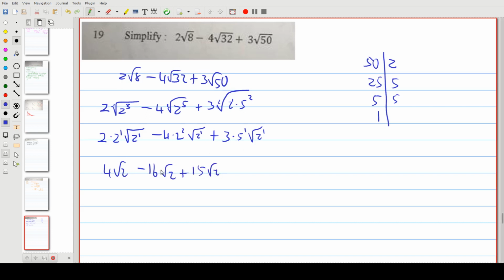So we've got like terms because it's 4 root 2's minus 16 root 2's plus 15 root 2. So we can just add all these together. So 4 minus 16, negative 12, plus 15 is 3. So we've got 3 root 2's. That is simplified. Alright, and then our final question for this video.